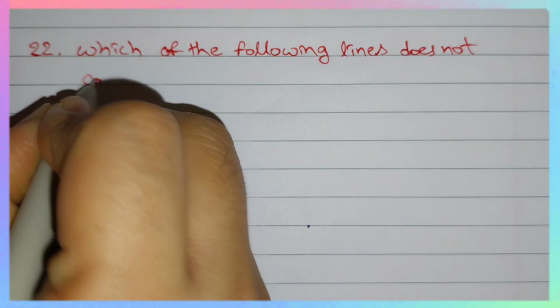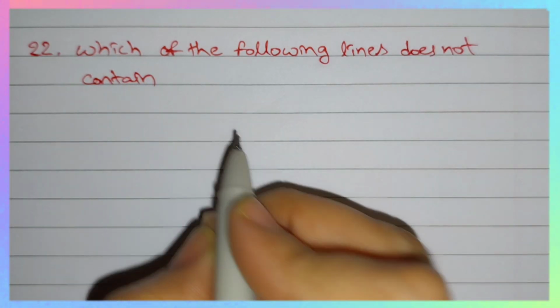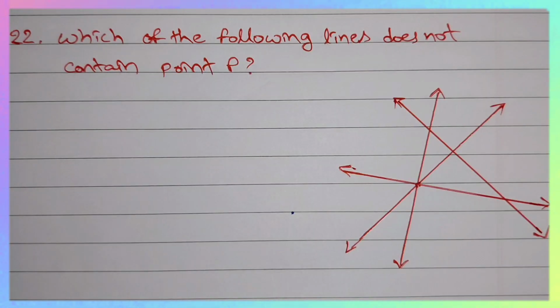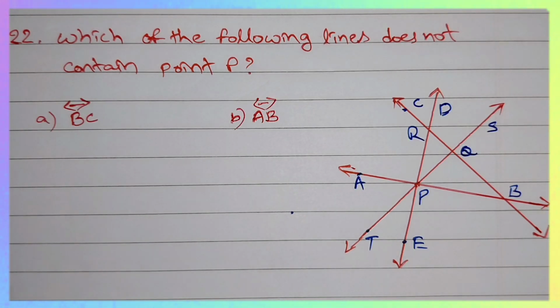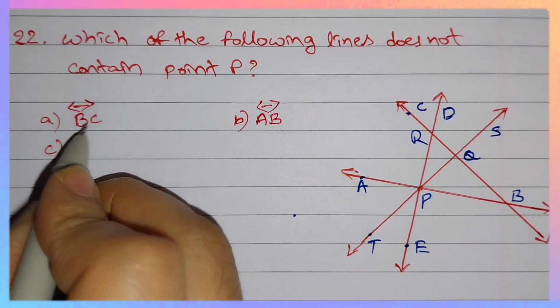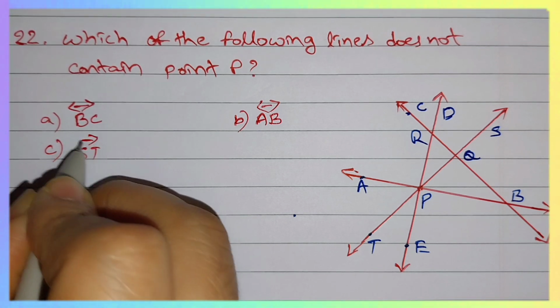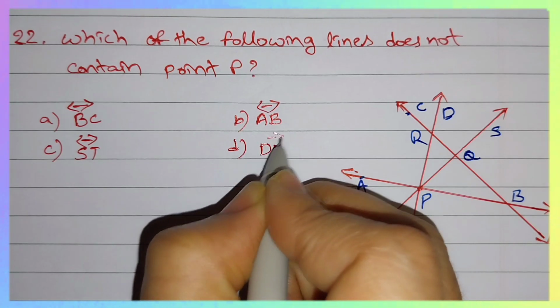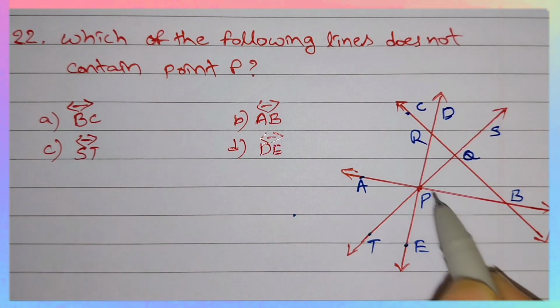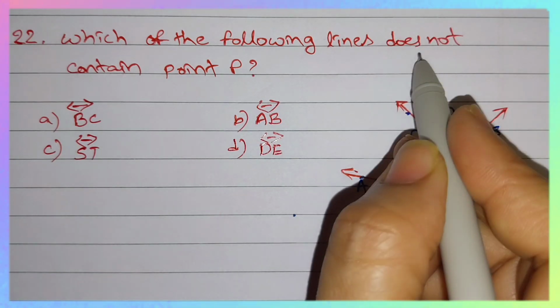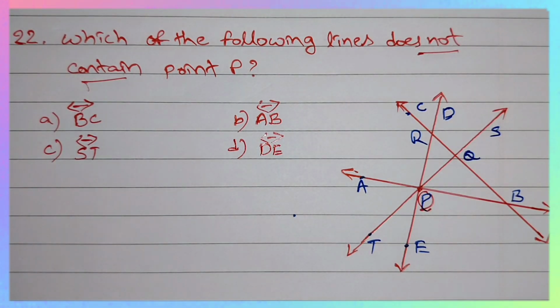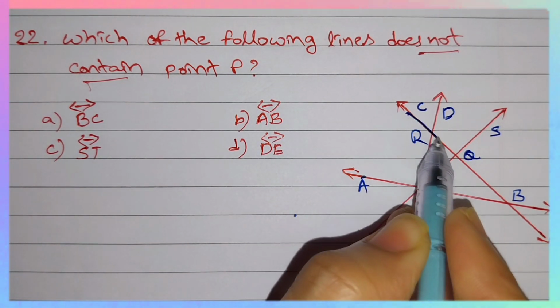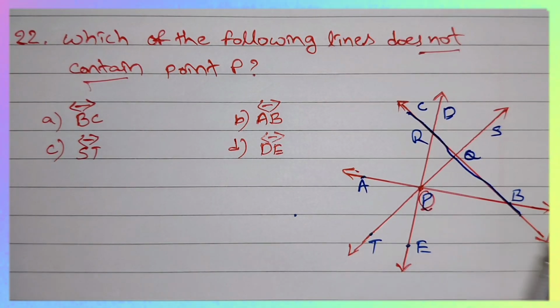Moving to the 22nd question. The question is, which of the following lines does not contain point P? This is the diagram they gave. From the diagram we can see that point P is lying on the lines AB, DE and ST. This means point P is part of these lines. On the other hand, line BC does not pass through point P. It passes through points Q and R but does not contain point P. So based on this analysis, the line that does not contain point P is BC. So option A is correct.